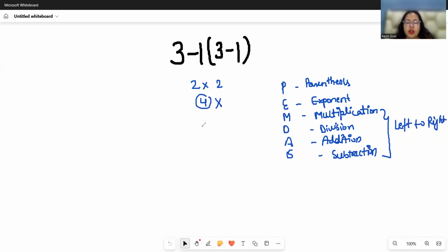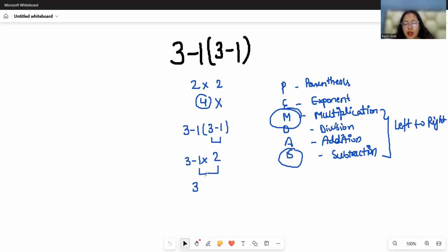So first, 3 − 1(3 − 1). First solve the parenthesis: 3 − 1 is 2. So 3 − 1 then 2, if there is no sign, then it is multiplication. We know that if subtraction and multiplication are given, we have to give priority to multiplication. So 1 times 2 is 2, and 3 − 2 is 1. So what is the correct answer? 1, not 4. I hope it's clear and you find it useful.